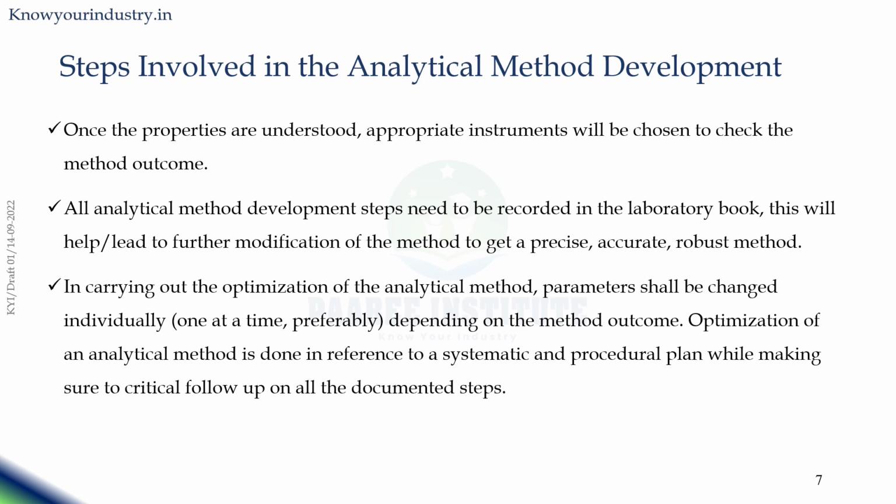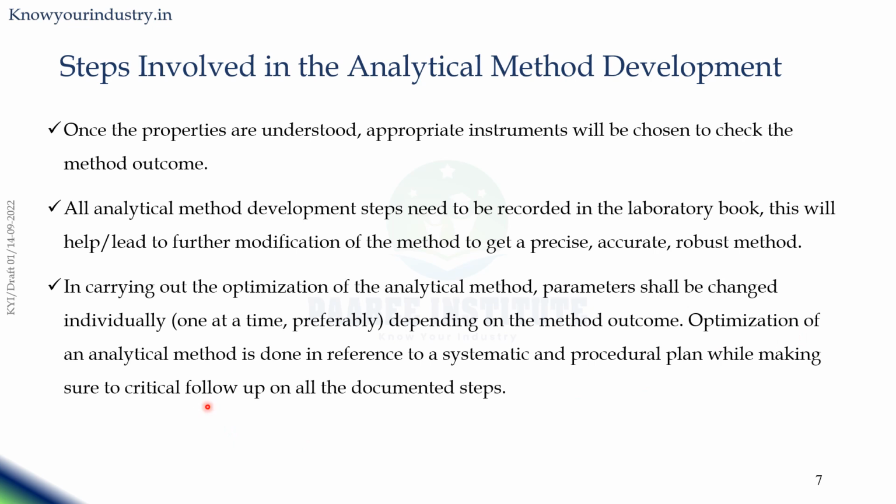All the analytical method development steps need to be recorded in the laboratory notebook, and this record will help lead to further modification of the method to get a precise, accurate, robust method. While carrying out the optimization of the analytical method, parameters can be changed individually, but preferably one at a time, depending on the method outcome. Each and every time you have to check the results and go for further modification.